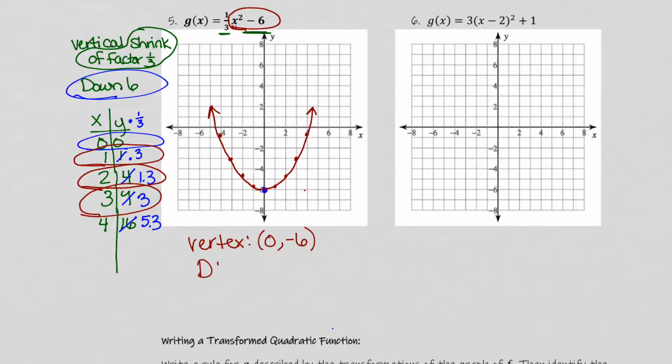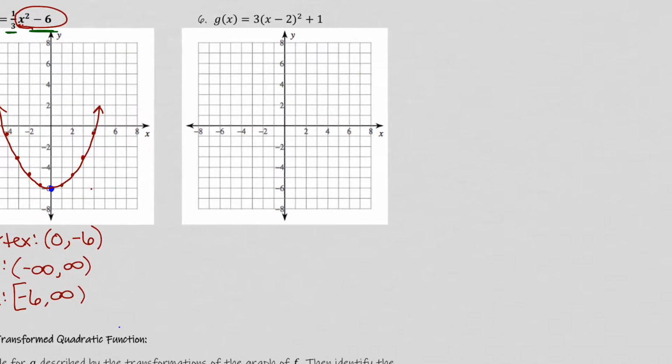All right, the domain still has those arrows on the end: all real numbers, -infinity to infinity in interval notation. And then the range goes all the way down to -6 and goes up forever, so y is greater than or equal to -6. All right, so now let's go to number 6.